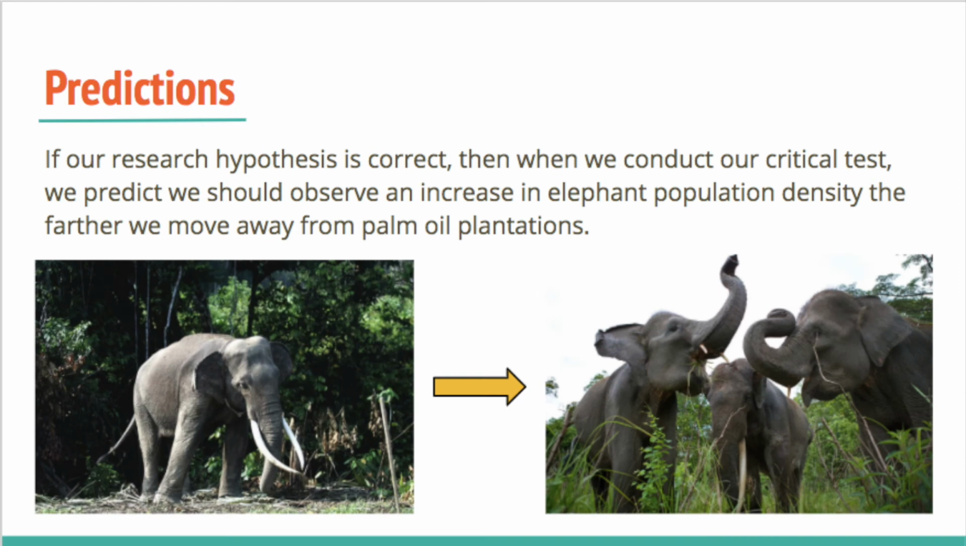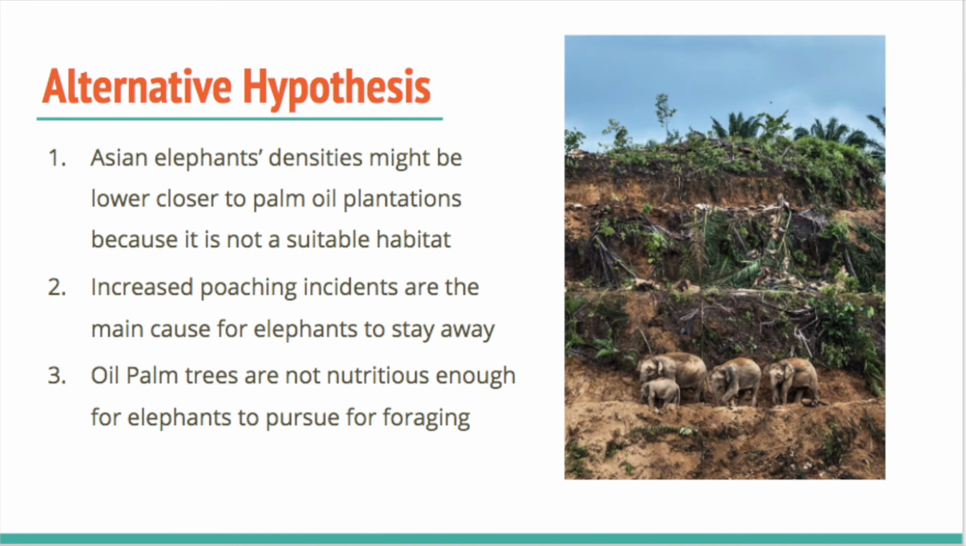For our predictions, if our research hypothesis is correct, then we should be able to observe in our critical test that there is an increase in elephant population density the farther we move away from palm oil plantations. An alternative hypothesis that might explain the increase in elephant populations the farther away from palm oil plantations is that elephant population densities are lower the closer to palm oil plantations because it is not a suitable habitat.